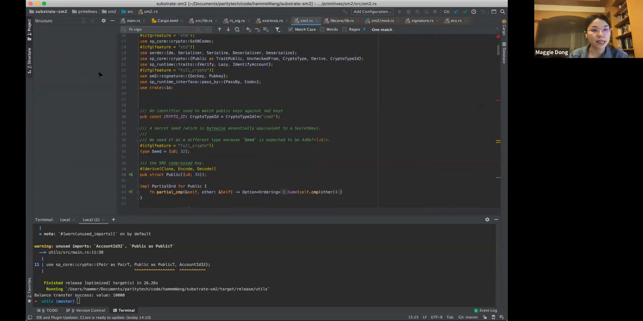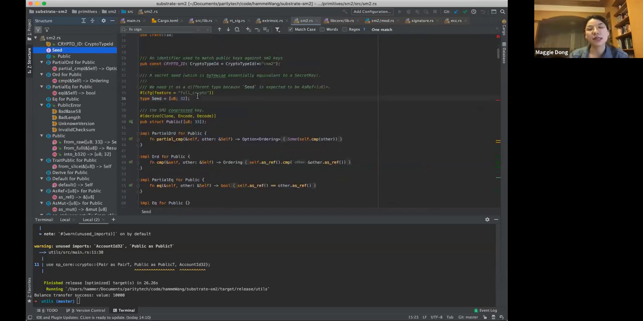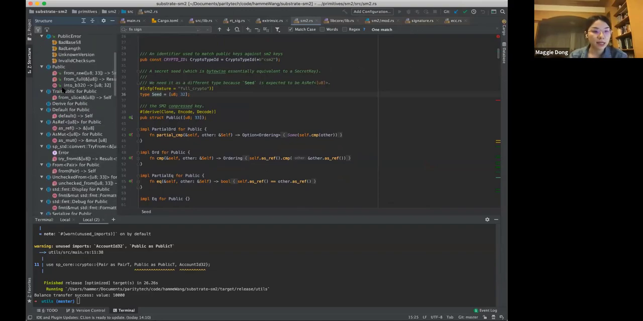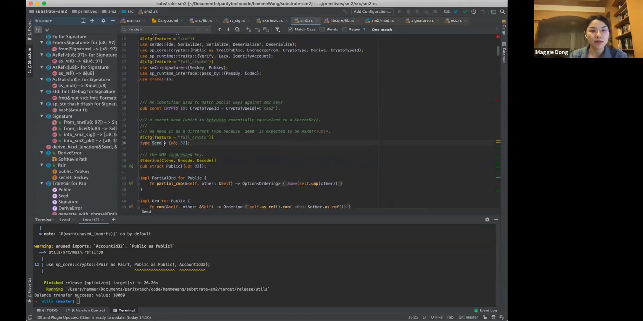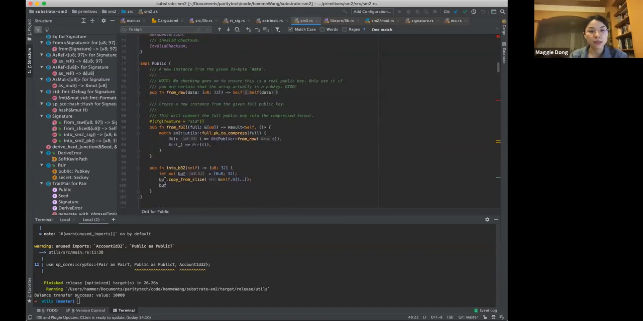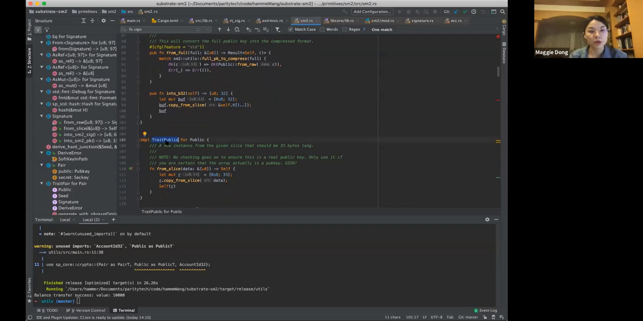So in the SM2 crate, I defined some important types here. The seed is like a private key, and it is 32 bytes long, and the compressed public key is 33 bytes. I also defined the seed and public key, and implemented the public key with some necessary traits like Ord and Eq, and also some RPC functions. Oh, and this is also important: you must implement the trait Public for the public type you defined in your code.